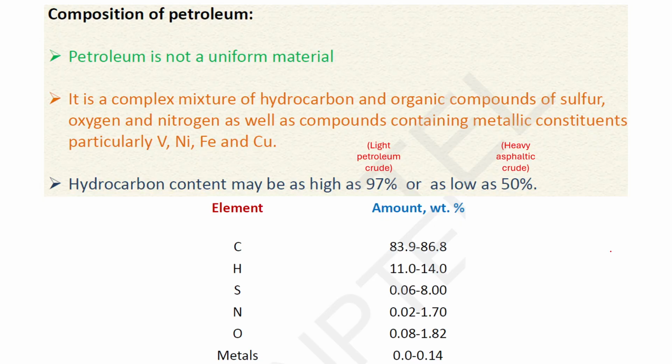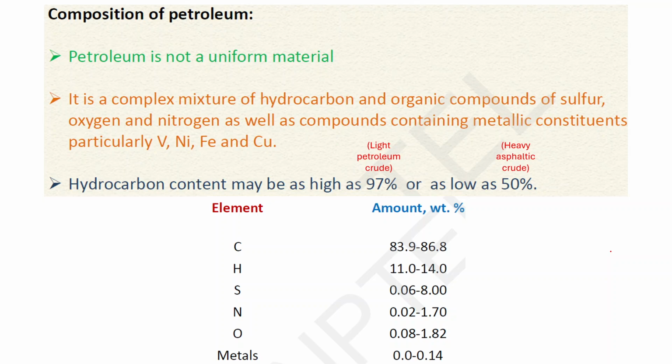Now coming on to the composition of petroleum. Petroleum is not a uniform material. Crude oil is never a single component thing. It consists of various hydrocarbons. Then non-hydrocarbon material is also there, consisting of sulfur, nitrogen, oxygen. Then some amount of metals are also there, mainly vanadium, nickel, iron, copper. So many different components are present in our petroleum.